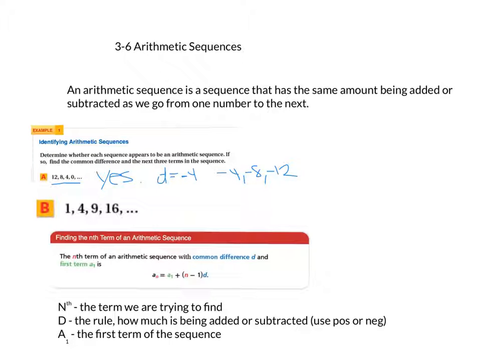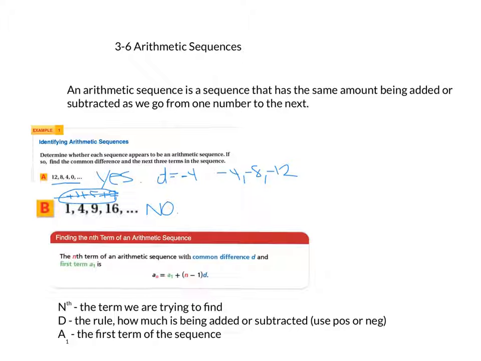Okay, now example B, 1, 4, 9, 16. So we're adding 3, then we're adding 5, then we're adding 7. And so this is not arithmetic because we're not adding the same number every time. Okay, so is it arithmetic? No. And then it says, if so, find the common difference in the next three terms. But since it wasn't arithmetic, I don't have to do anything else.